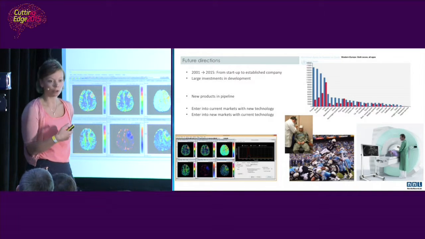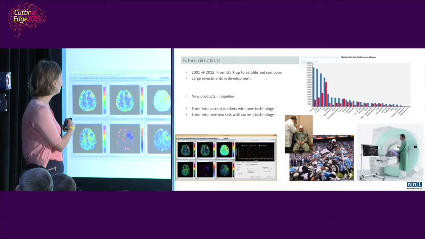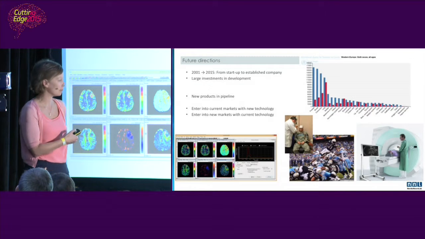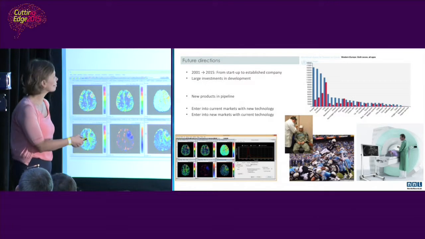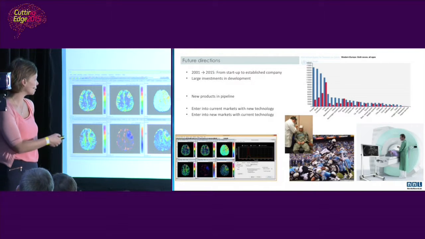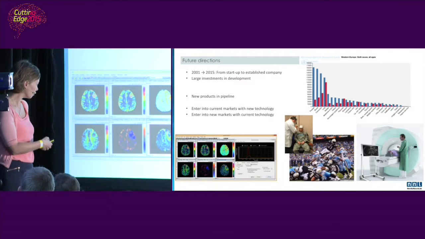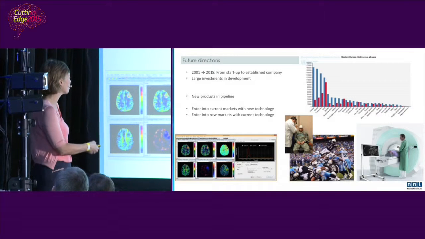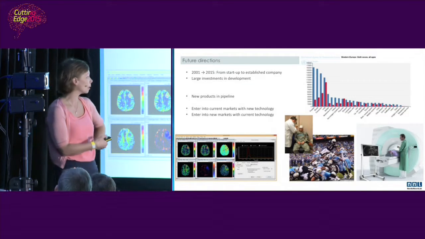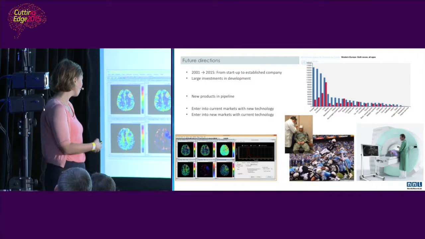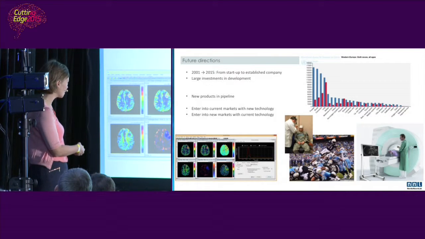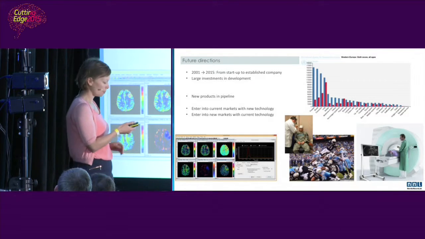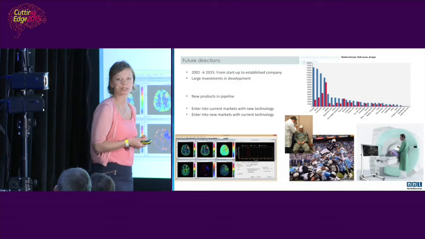Going further with all of the products that we have so far, we have a lot of exciting new products in the pipeline. Just recently, we launched this new and very exciting version of our oldest software, which is a research platform for doing perfusion and other functional MR analysis. So that is very exciting. So we have a lot of plans for the future, which is very exciting.